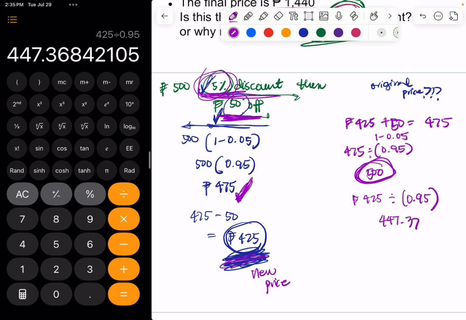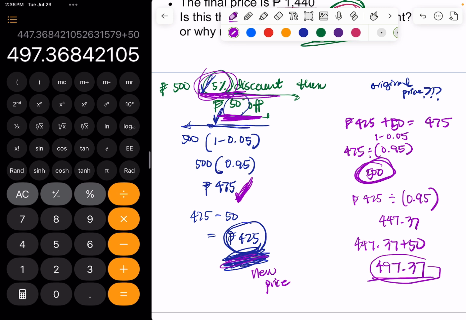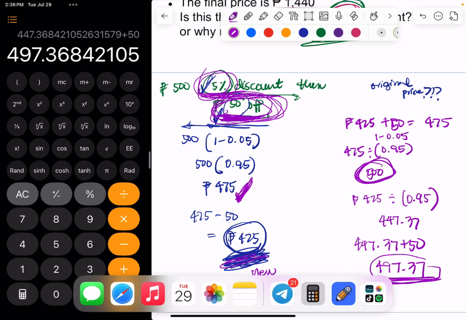Now, let's add 50 pesos. So, 447.37 plus 50. Okay, naman tayo 50 pesos off. Plus 50. Okay, the answer is not the same. Wala siya nabalik sa 500. 497 na siya. Kulang siya. So, that is why if gikan sa new price pabalik sa original price, you start jud with sa pinaka last nga gihatag. In this case, 50 pesos off. So, mag-una jud ta sa 50 pesos off. Ay sa katong 5% discount.